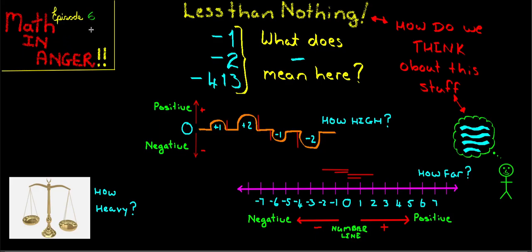This is episode 6, and in this episode, we are going to be looking at less than nothing. How do we actually think about it? Because it is not a natural thing to think about. I mean, how do you think about something that isn't? How do you think about something that does not exist? So it's a bit of a problem for many of us, and what I'm going to aim to give you here is how to think about this stuff, how to think about this business, right?